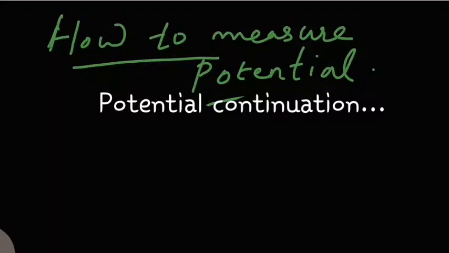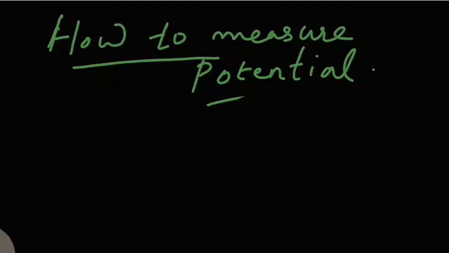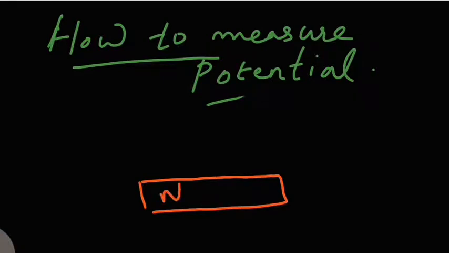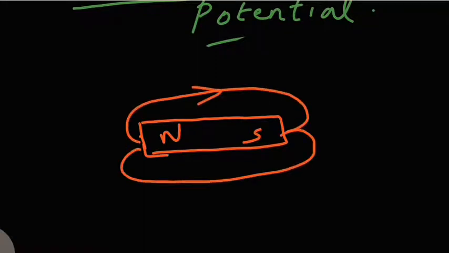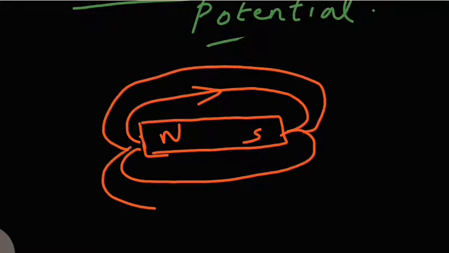Now we will see how to measure the potential. Suppose you have a magnet with you. Then you know that surrounding that magnet you have a magnetic field where the magnetism is felt. So we name that area to be the magnetic field of that magnet.